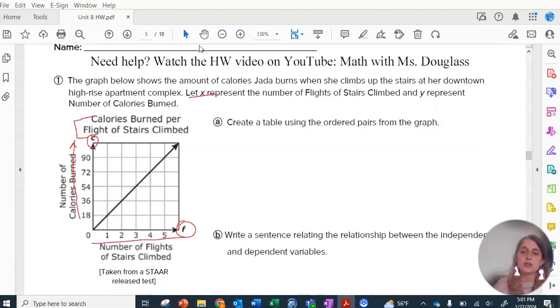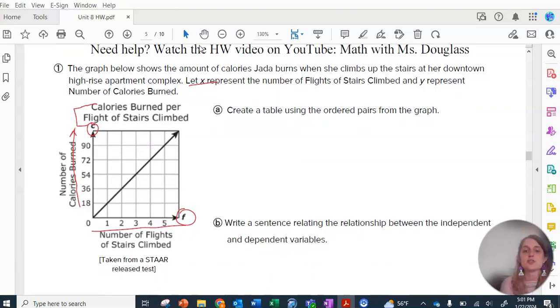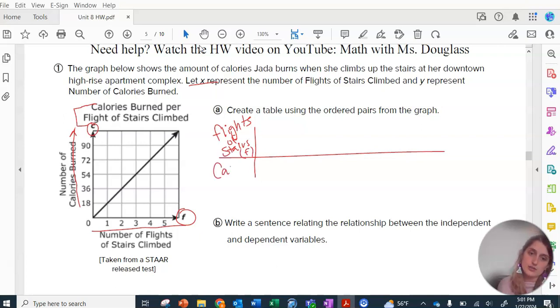Create a table using the ordered pairs from the graph. So I'm going to do my table this way just so that there's room. On the top, you always put the independent variable, so flights of stairs, which we're calling F. And at the bottom, you put the dependent variable, calories burned, calling that C, and you need the titles of your table.